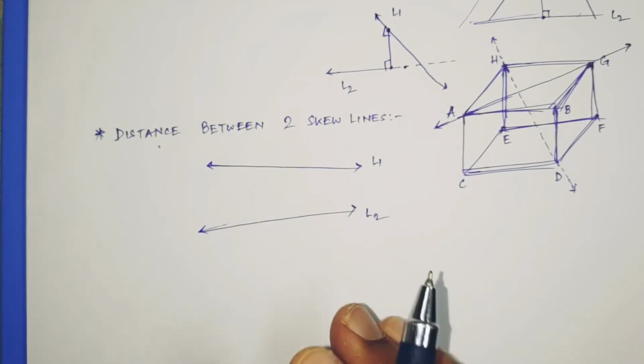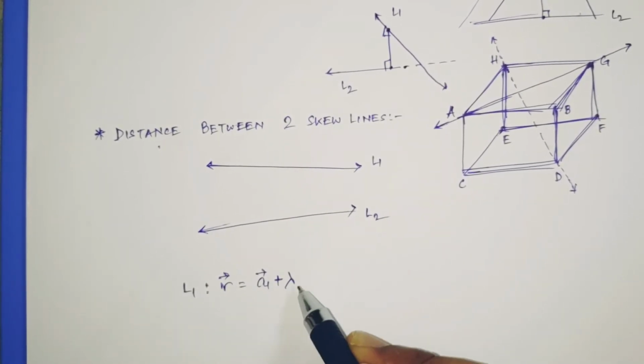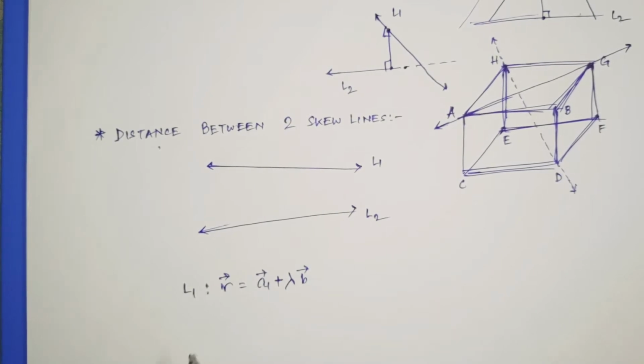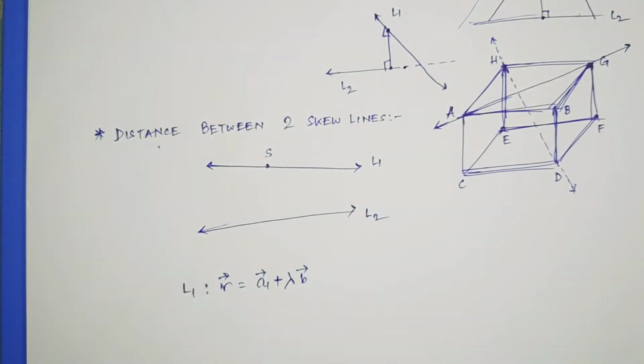Okay, now we have already learned the equation of a line, right? So what was the vector equation? Suppose the equation of line L1 is given by R vector is equal to A1 vector plus lambda B vector. Now you would be asking, what is A1 vector? A1 vector is the position vector of a point. Suppose I take a point S in the line L1. Am I clear? So what is A1 vector? A1 vector is the position vector of the point S on the line L1.